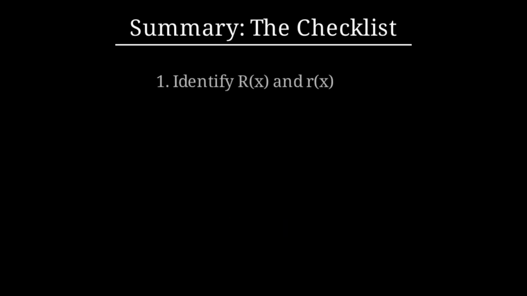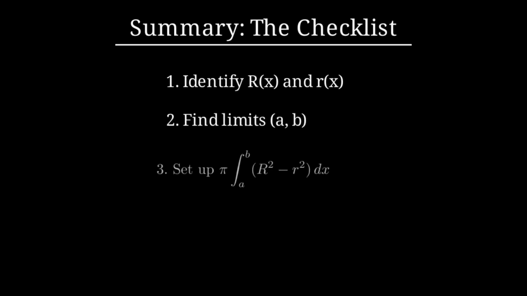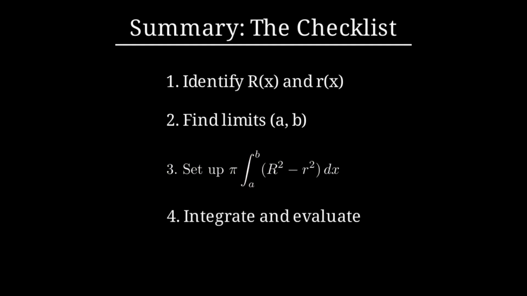To summarize, the washer method calculates the volume of hollow solids of revolution. Start by sketching the region and identifying the outer and inner radii relative to the axis of rotation. Set up your integral using the squared radii, include pi, and evaluate between your boundaries.